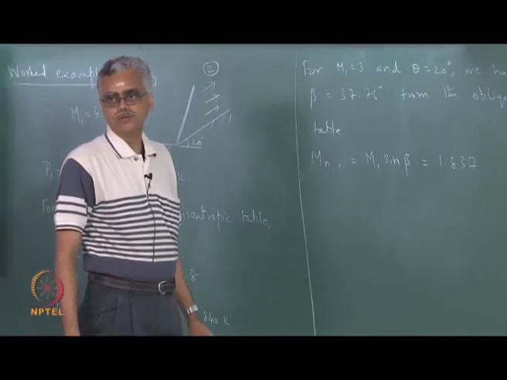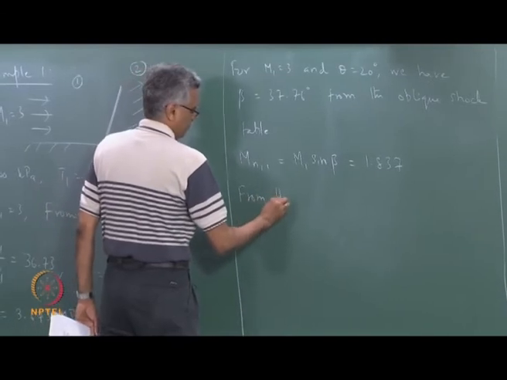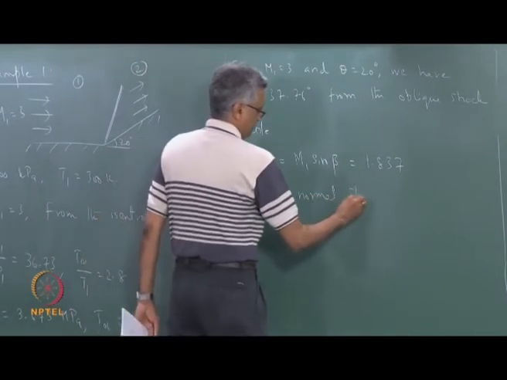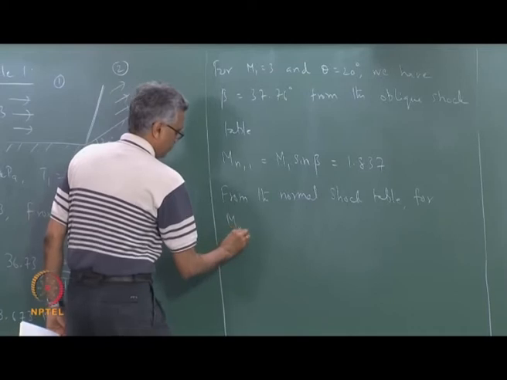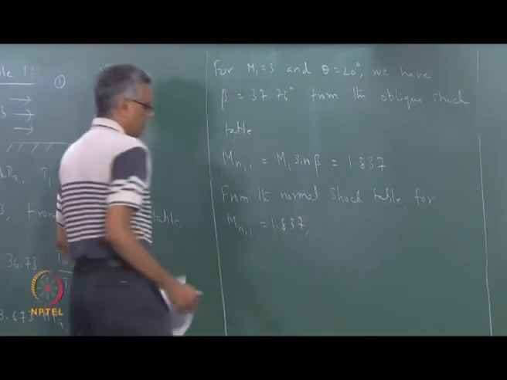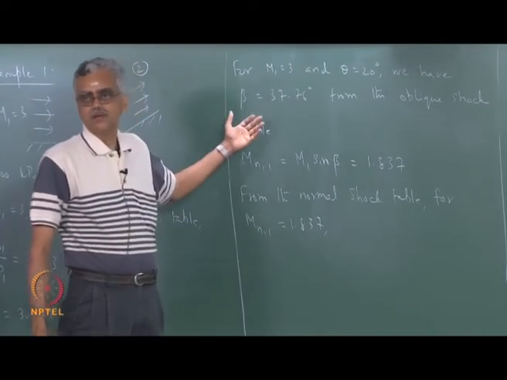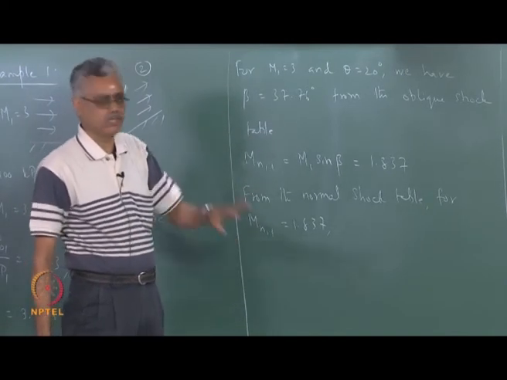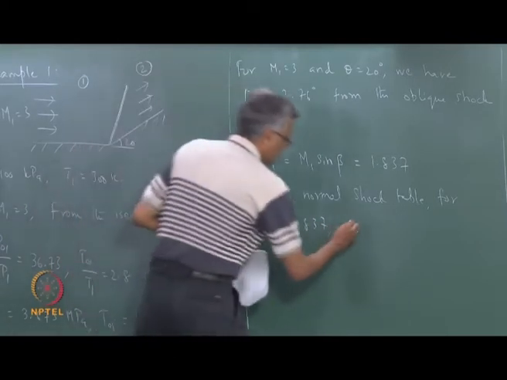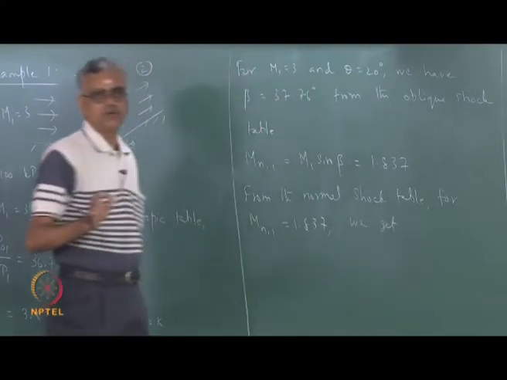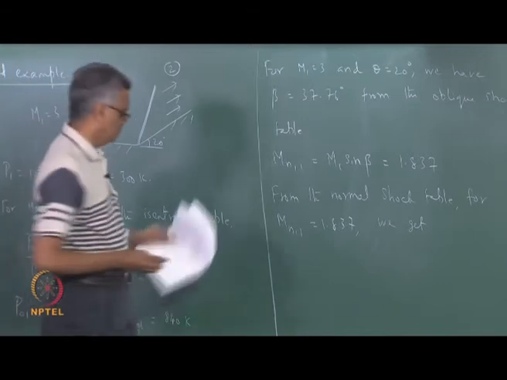So, with this value of Mn1, we go to the normal shock table. For Mn1 equal to 1.837. Remember, when we go to the normal shock table, we treat this as M1. In the context of the oblique shock wave, this is Mn1. For the normal shock table, however, this will be M1. So, for this value of M1, we interpolate and retrieve the following quantities. Remember, what kind of quantities can we retrieve? Mn2, P2 and T2. None of the other quantities.